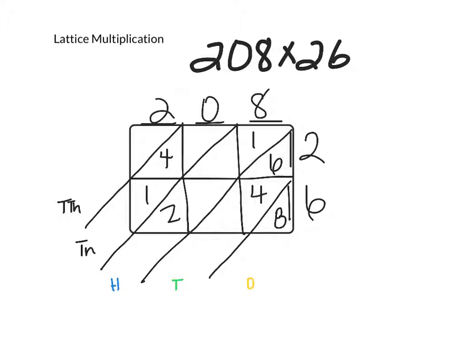So now I add through my diagonals. I have 8 ones. I have 6, 7, 8, 9, 10 tens. So with 10 tens, I actually will have 100. Move that up there. So now I do my 100. So I have 1, 2, 3, 4 hundreds. And now I have 4 5,000s. So my answer for 208 times 26 is 5,408.